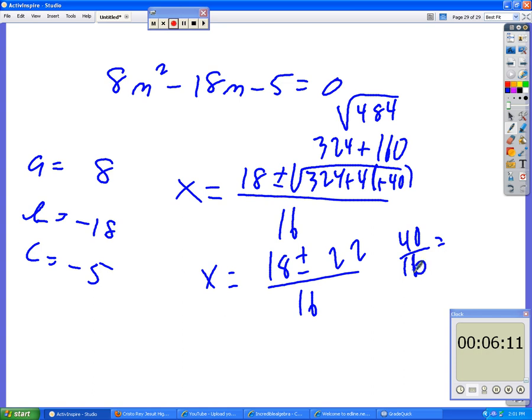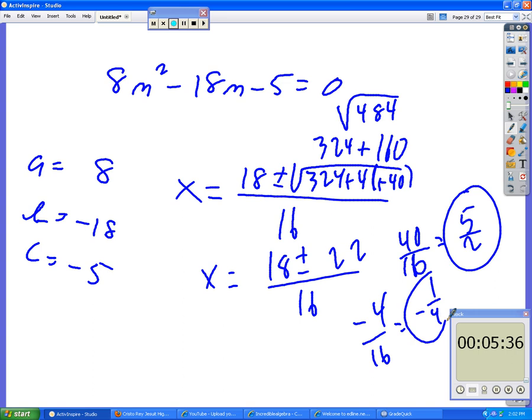What goes into 40 and 16? 8. 8 goes into 40 five times. 8 goes into 16 twice. There's one of my answers. What else do I do? 18 minus 22. What's 18 minus 22? Negative 4. Over 16, which reduces down to negative 1/4. And there's our answer.